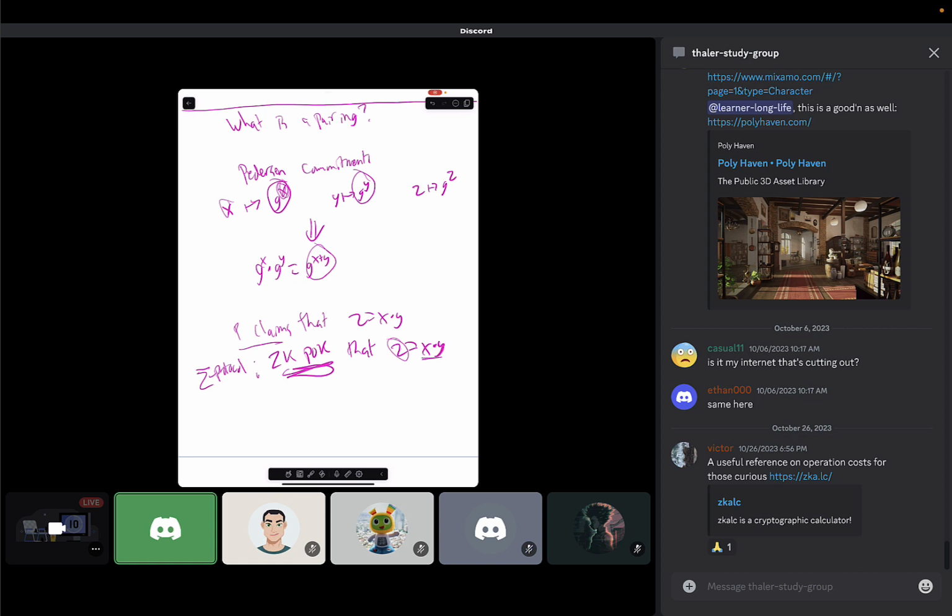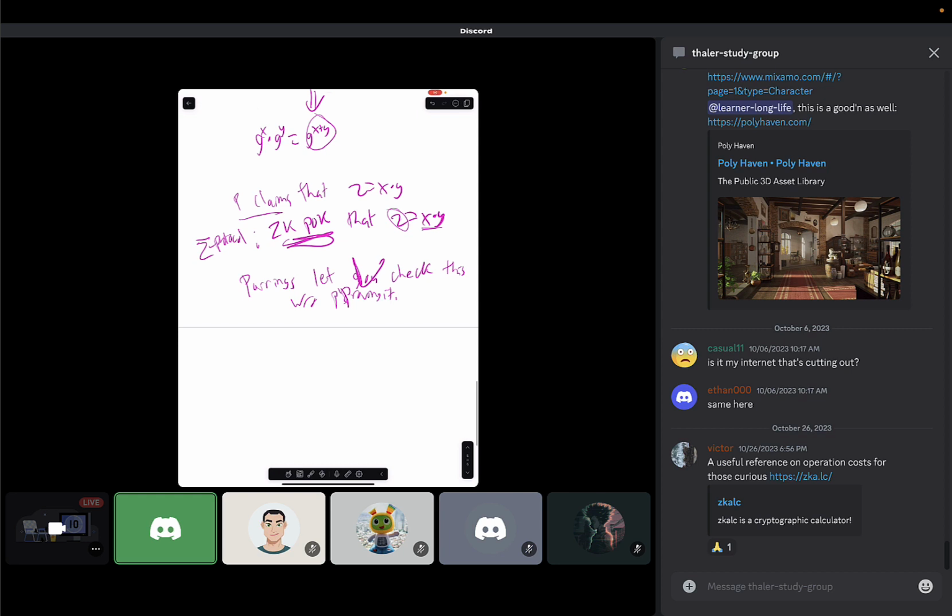Okay, with pairings, you can actually do this check without the prover's help. So pairings do let you do this check. They let the verifier check this without the prover proving it. And so here's what goes on.